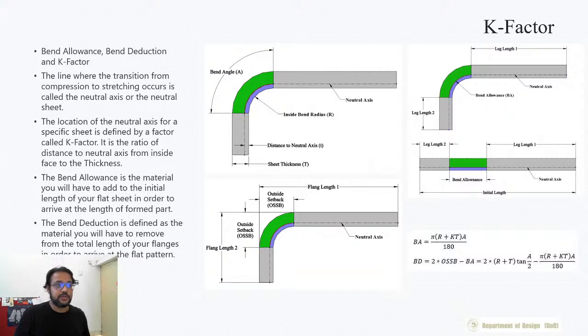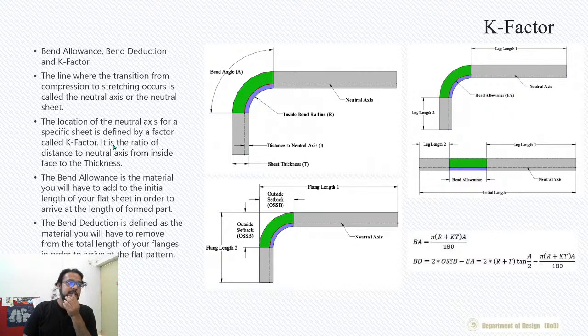First one is the neutral axis, which you see here. The neutral axis is the line where the transition from compression to stretching occurs. That means this internal blue part in the bend is under compression, and the green part is in tension, but at this line it is not. Because of that, this line has the same length as the initial length of the piece that was bent. Now this angle that you see is the bend angle, fairly obvious.